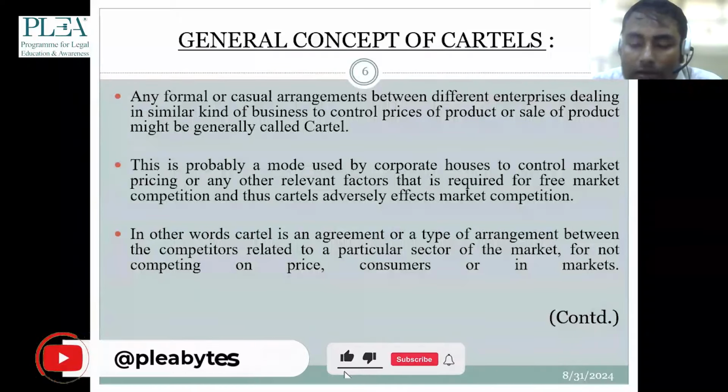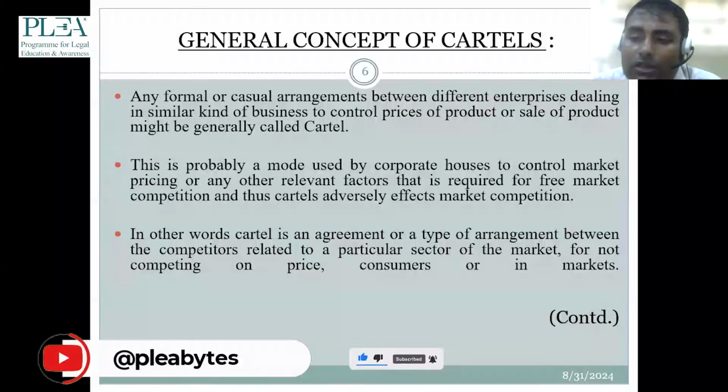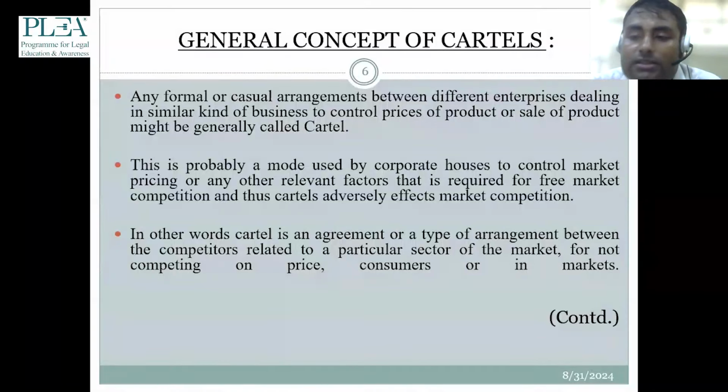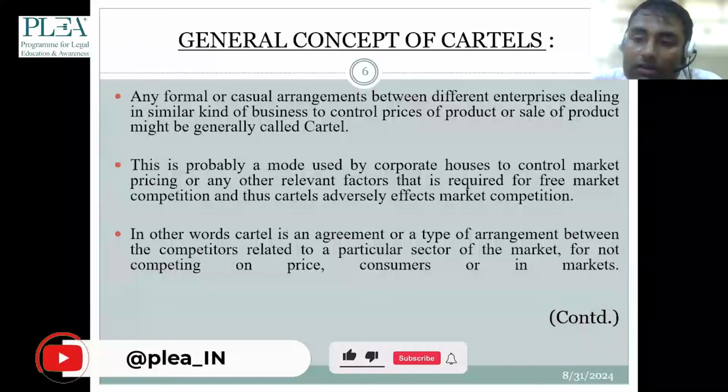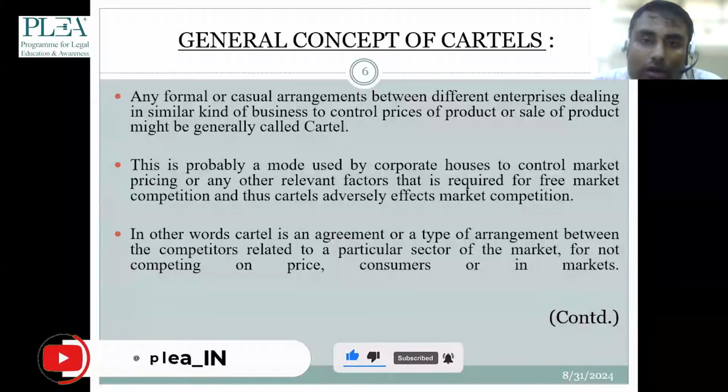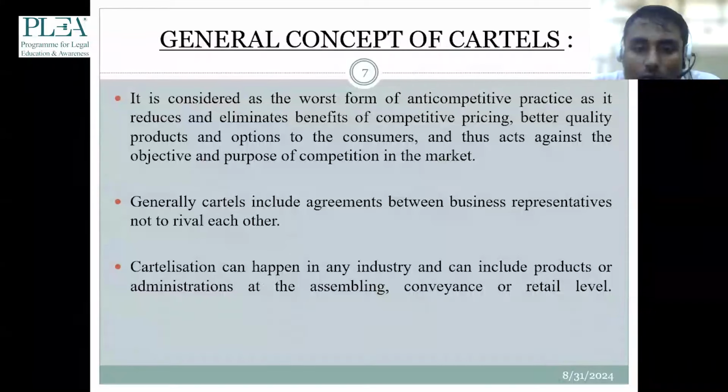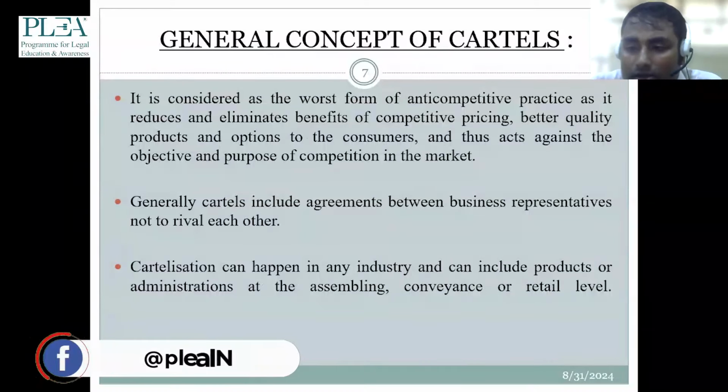And whether cartel is good or bad, it is a one-word answer: cartel is not going to be an acceptable aspect in business. In other words, cartel is an agreement or type of arrangement between competitors related to a particular sector of the market for not competing on price, consumers, or in markets. So definitely, that is why we are discussing this right now. It is considered the worst form of anti-competitive practice.